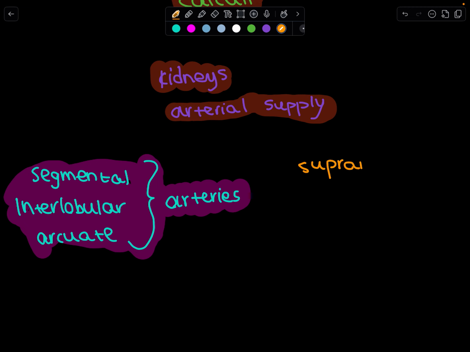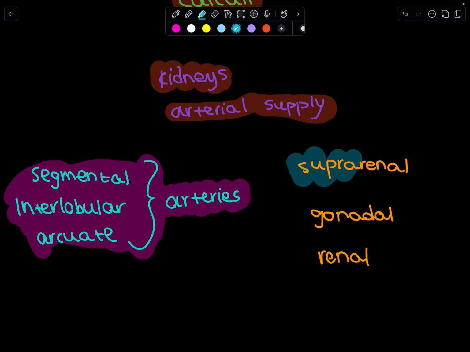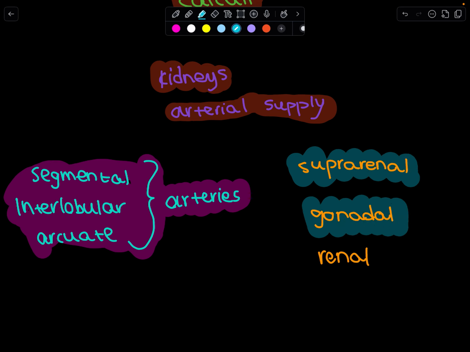Interlobar arteries, branching from segmentals, supply blood to the areas between medullary pyramids. Arcuate arteries, off the interlobars, deliver blood to the cortex medulla junction, feeding the boundary of pyramids and cortex. Interlobular arteries, from arcuates, spread into the cortex, supplying the glomeruli via afferent arterioles for filtration. Each level targets a distinct kidney zone for efficient filtering. Want more on their role in kidney function? Yeah, what about the suprarenal, the gonadal, and the renal?